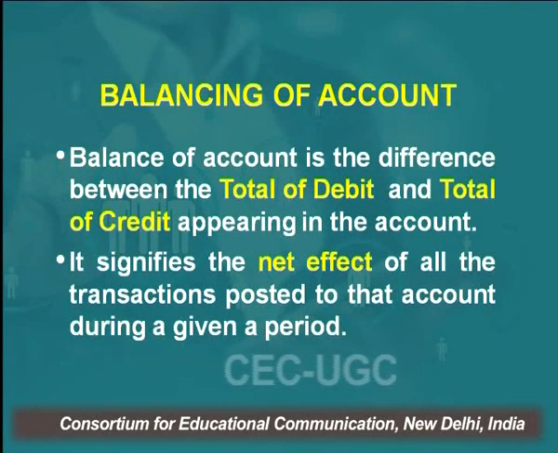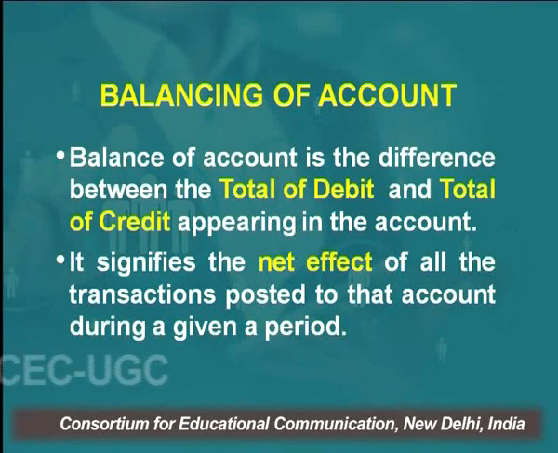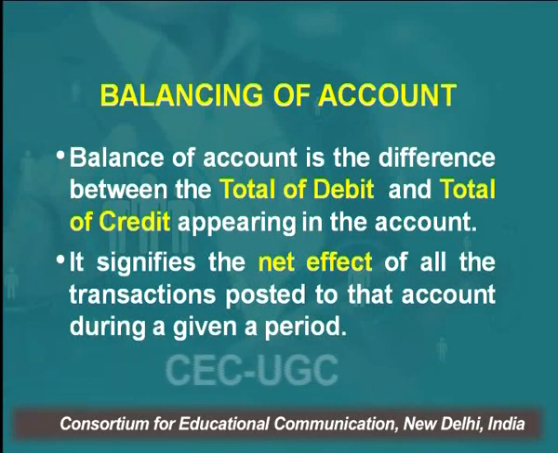Let's understand this with an example. There is a ledger, there is an account of some debtor, and the total of the debit side of this debtor's account is rupees 1 lakh, and the total of the credit side of this particular debtor's account is rupees 70,000. So there is a balance of 30,000 on the debit side. So this difference will be treated as a balancing of account.